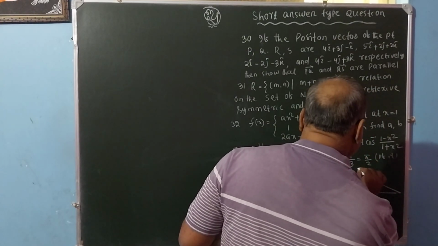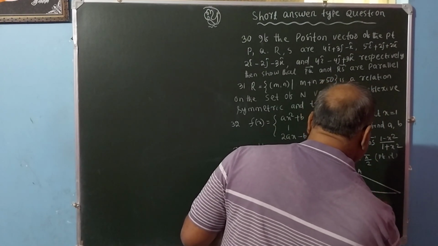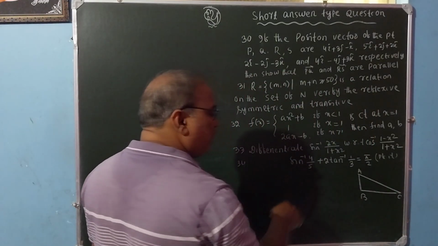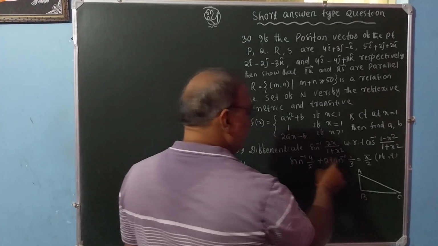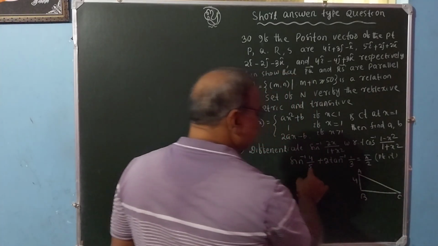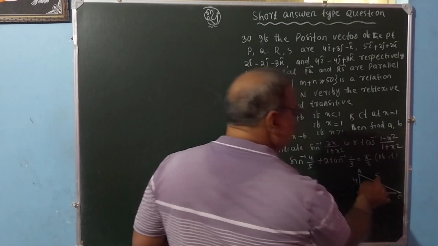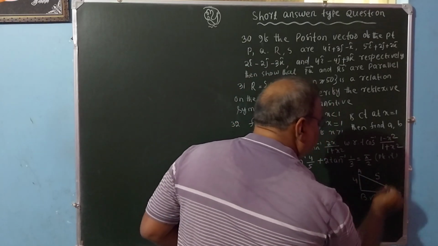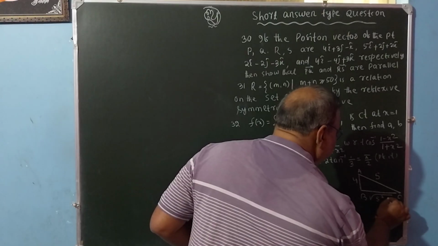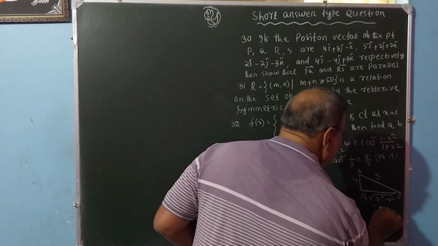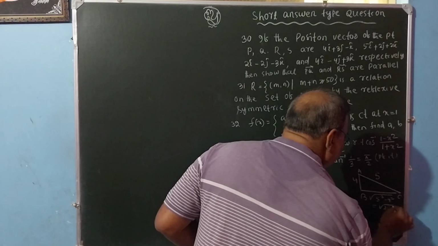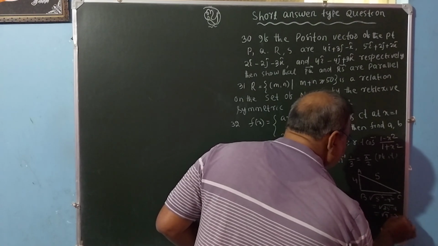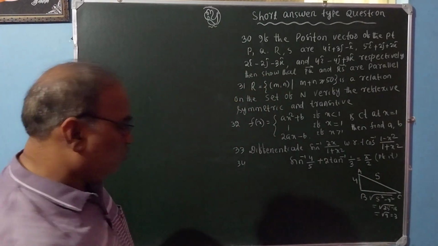Here it is A, here it is B, here it is C. So sin inverse 4 by 5 means P is 4, H is 5. When H is given and P is given, B can be found out. 5 square minus 4 square, that is root over 25 minus 16, which is root over 9, that is 3. So B is coming out.